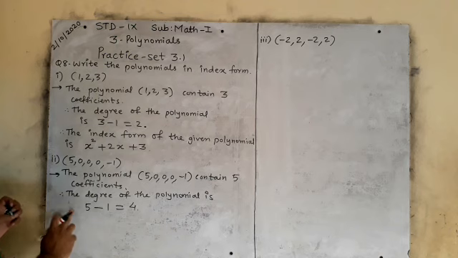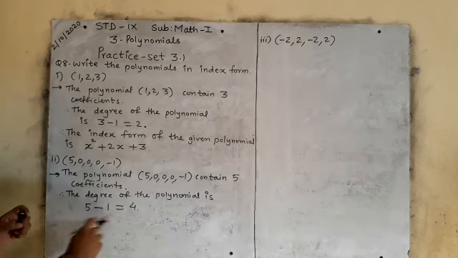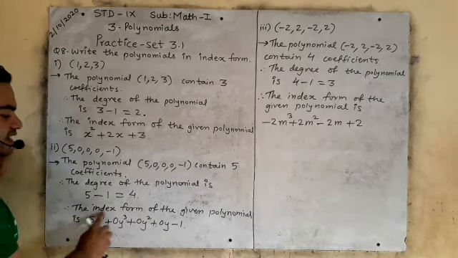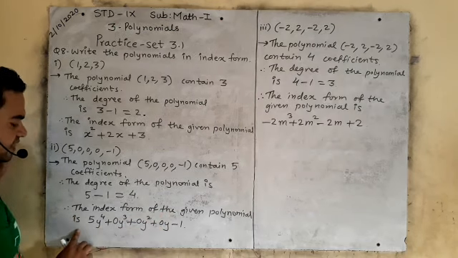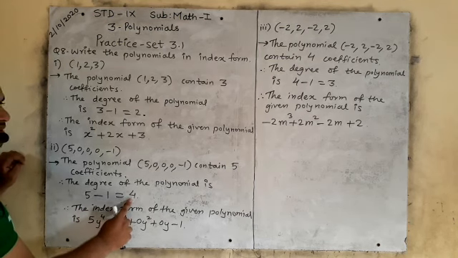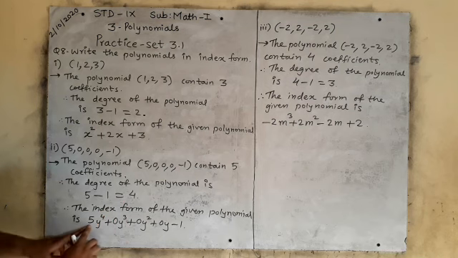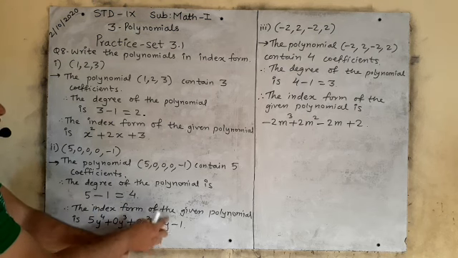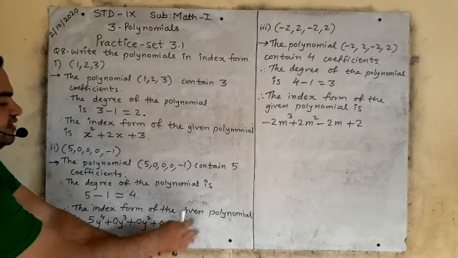Is it clear? Now here 1, 2, 3, 4, 5, so the highest degree will be 4. Take this 5 first. Therefore the index form of the given polynomial is: here I will use variable y, whose maximum degree will be 4. So I will write 5 y raised to 4 plus 0 y raised to 3 plus 0 y raised to 2 plus 0 y raised to 1 minus 1 y raised to 0.